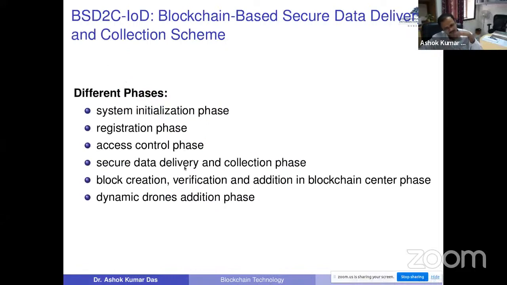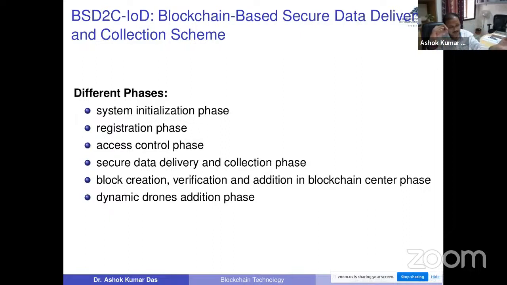Then we have the access control phase, whose purpose is to deploy an access control mechanism by which a drone and GSS can authenticate each other prior to delivering the sensitive information from the drone to GSS as well as from GSS to drone. Then we have the secure data delivery and collection phase, which is used to show how a data delivery message can be securely delivered from the control room to the GSS to the drone.